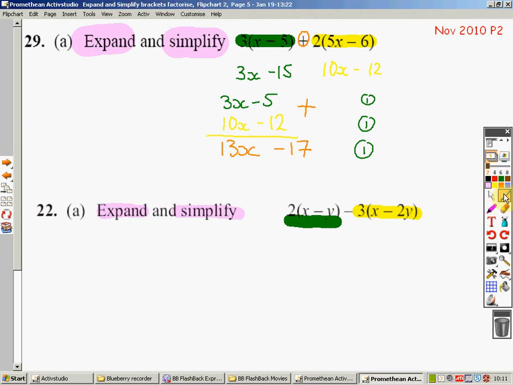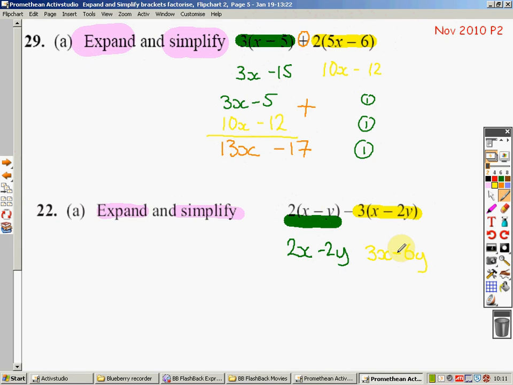Okay, multiplying out the green one first of all. 2 times x, 2x, 2 times minus y is minus 2y. Okay, don't worry about the sign, forget that for now. Let's just worry about the yellow bit. 3 times x, 3x, 3 times minus 2y, don't get panicky. 3 times 2 is 6, so it's going to be 6y, and it was a negative.